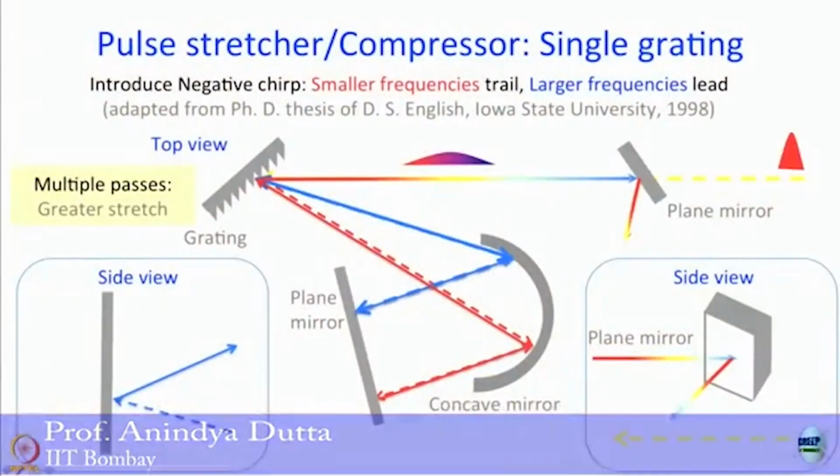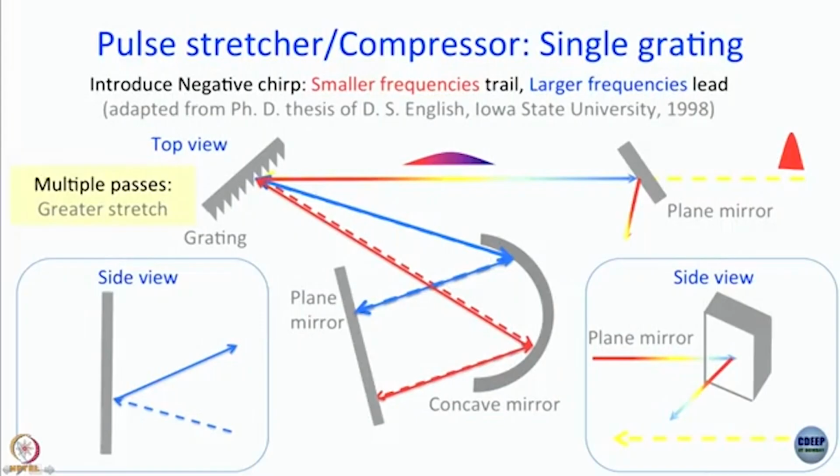So, this is where we had stopped our discussion. How do you stretch a pulse? So far we have discussed the simplest possible geometry using a single grating, a couple of plane mirrors and a concave mirror. And we had said that if you want a greater stretch, a greater chirp, then you need multiple passes more often than not.